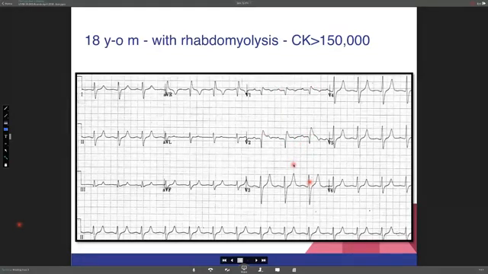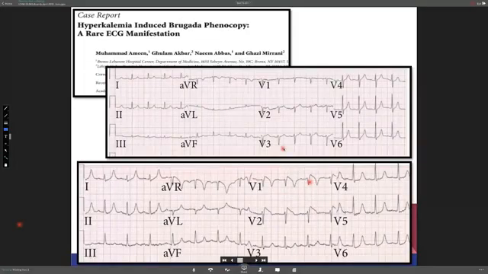Interestingly, it turned out that you can see those changes in hyperkalemia. For me, this was the very first case where I've seen Brugada type EKG in hyperkalemia, although I heard about it before, but this was the very first actual case I had, from only a couple of weeks ago. When I looked it up in the literature, apparently there are some case reports about hyperkalemia-induced Brugada phenocopy. It's a rare EKG manifestation.